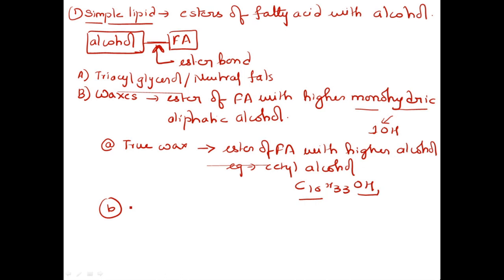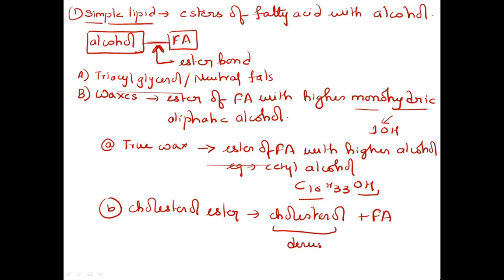There is another category of wax called cholesterol esters. Here cholesterol combines with fatty acid to form cholesterol ester. Cholesterol itself is a derived lipid. This fatty acid is also a derived lipid. Why is it called derived lipid? Because when cholesterol ester gets hydrolyzed, it produces cholesterol and fatty acids. That's why they are called derived lipid. Cholesterol ester is a simple lipid.